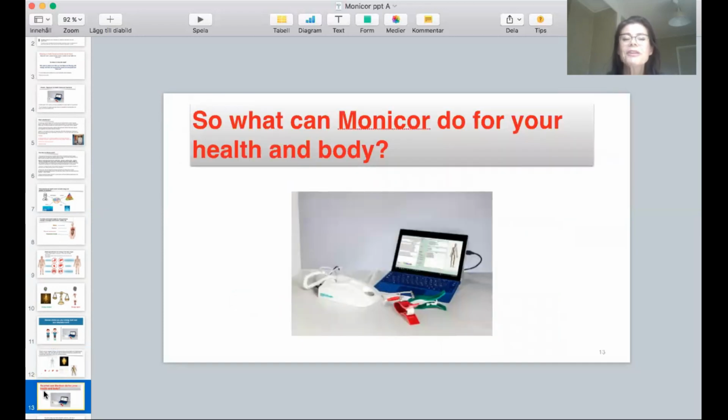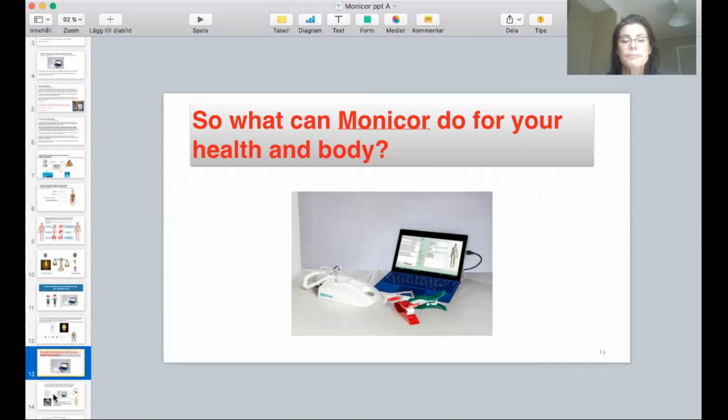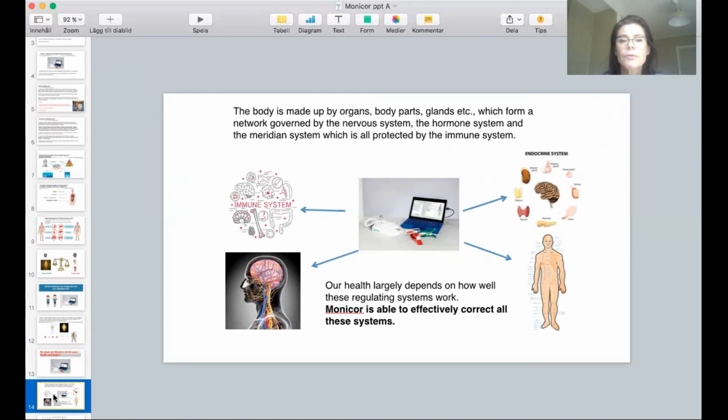So then, what can this amazing system do for you and your body, and how can it help you stay healthy, to become healthy if you're not, and to help you rejuvenate? Well, the organs and body parts and glands and everything in the body is a network, and everything is connected. And the organs and body parts are all governed by our systems, the nervous system, the hormone system, and the meridian system. And they are all protected by the immune system. So you can imagine how important it is to have these systems strong and healthy. And Monicor is able to effectively correct all these systems, so they are always strong, because they are the ones governing a lot of what's going on in the body. So it's very important that the regulating systems are working well.